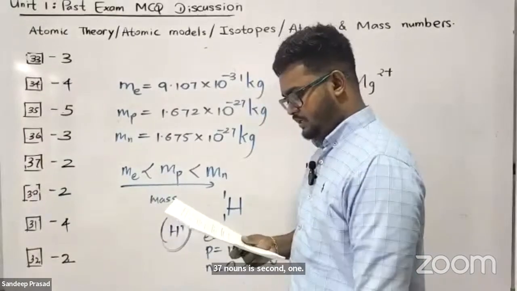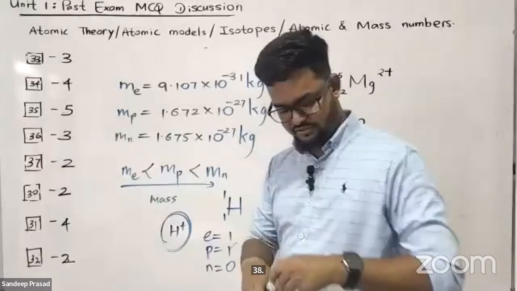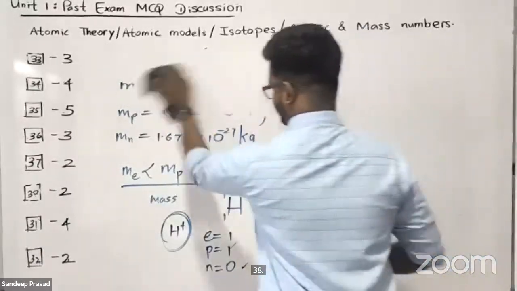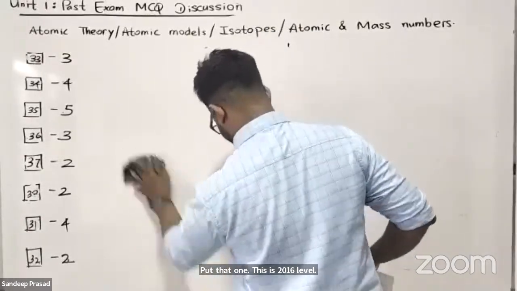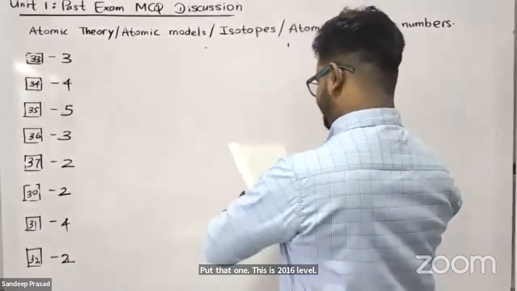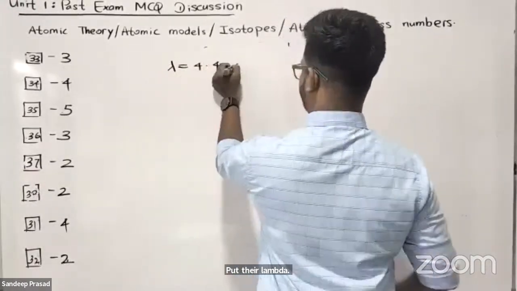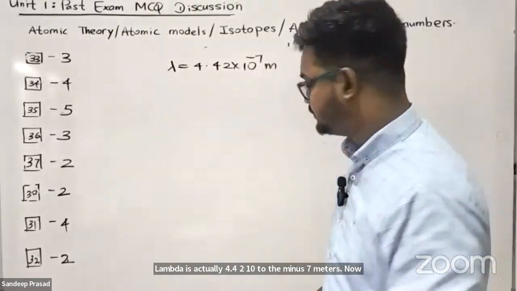38. This is a 2016 A level question. This question is incomplete, so put there lambda. Lambda is actually 4.42 × 10^-7 meters. Now do the calculations and get the answers. Let me do it with you.